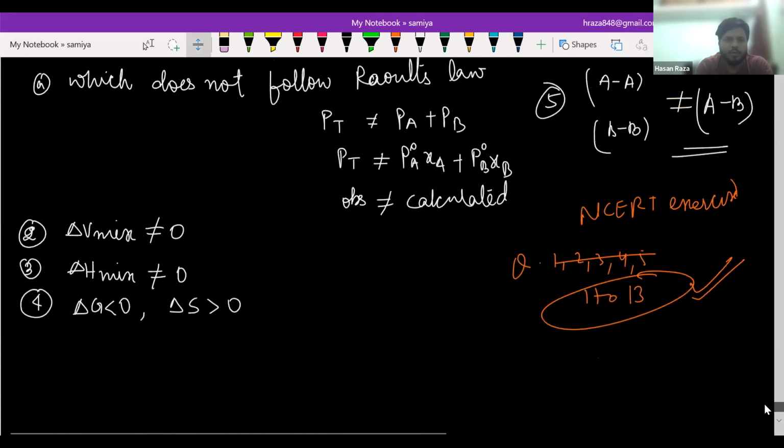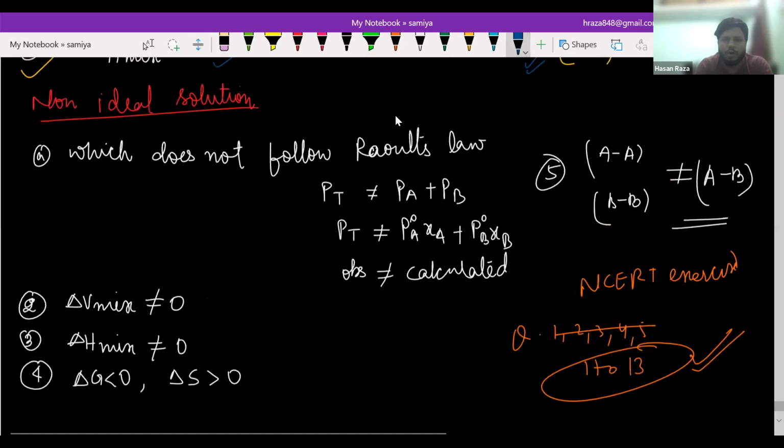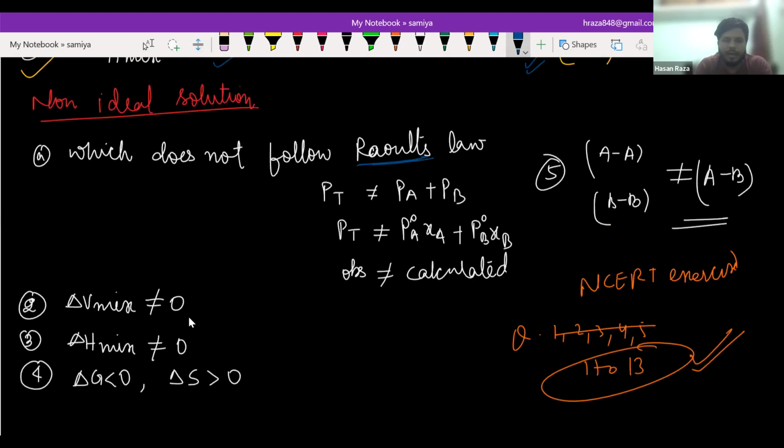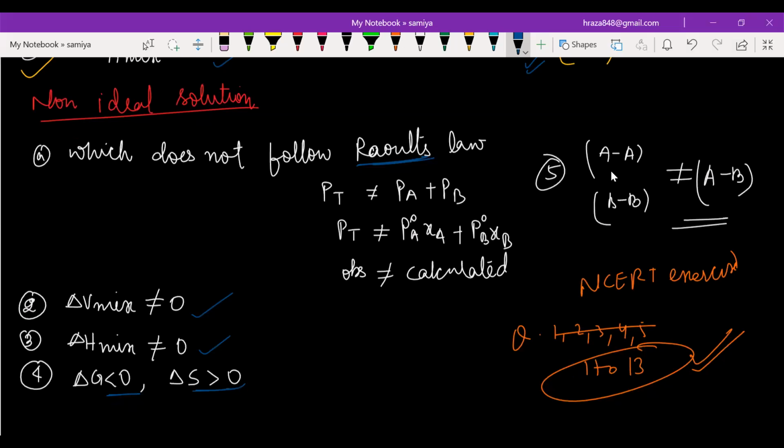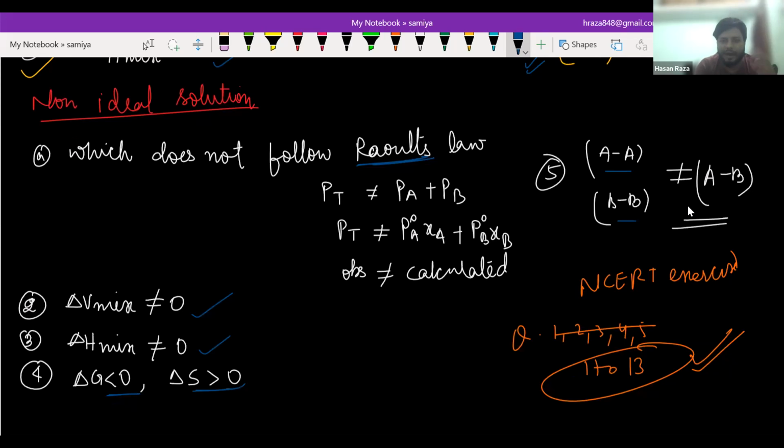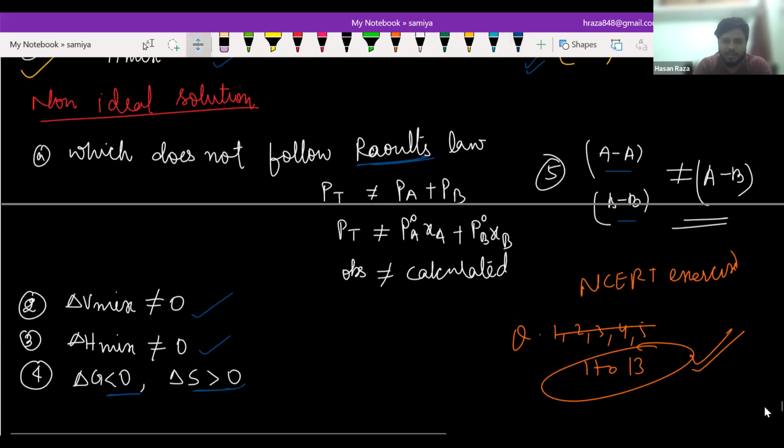Now come to the non-ideal solution. Non-ideal solution does not follow Raoult's law: delta V mix not equals to 0, delta H mix not equals to 0, delta G less than 0, delta S greater than 0. And the fifth condition is the interaction between A particles and B particles will not be equal to the interaction of particles in the solution AB. So this was it from the last class.